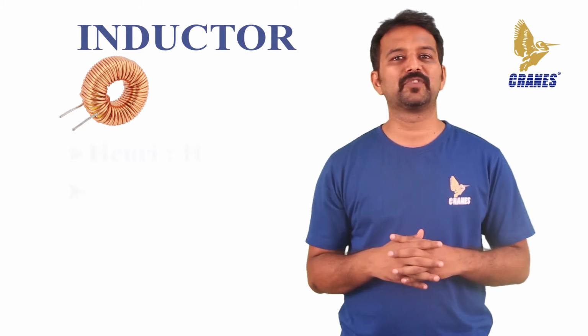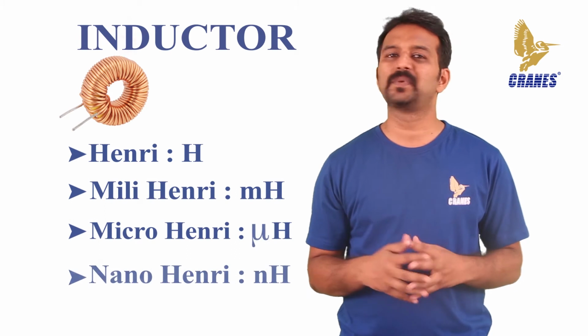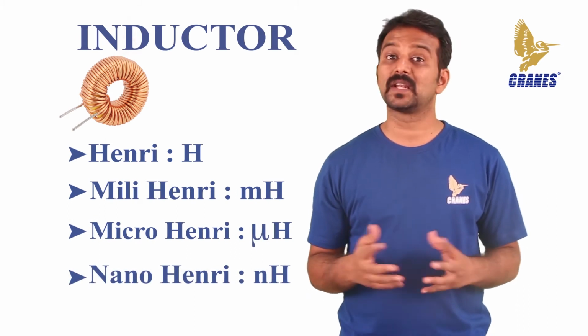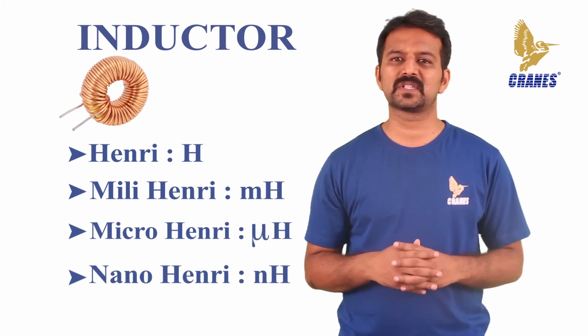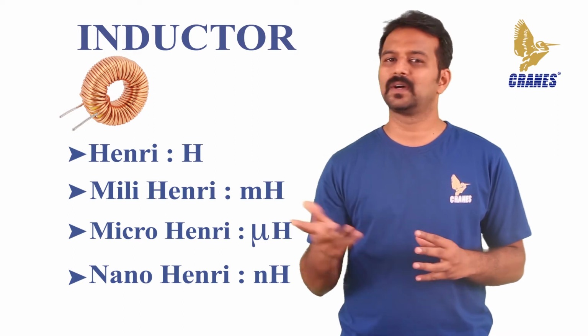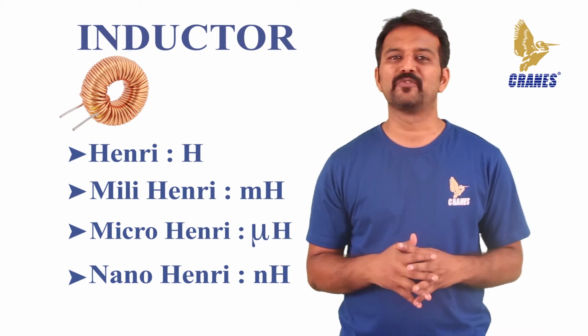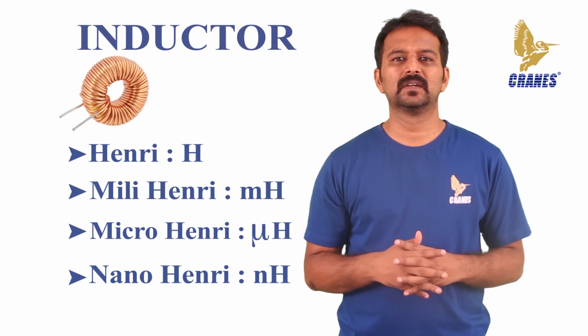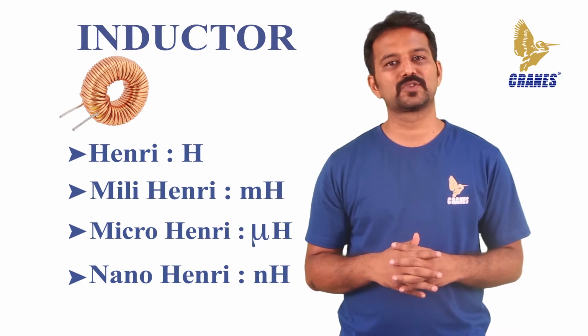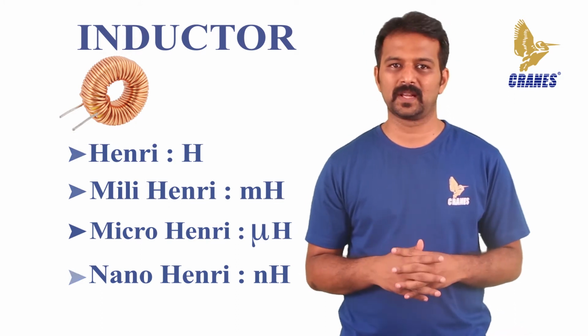The standard unit of inductance is the Henry, which is abbreviated as H. This is a large unit. More common units are the microhenry, which is abbreviated as μH. You have the millihenry, and occasionally the nanohenry is also used, that is 10 power minus 9.